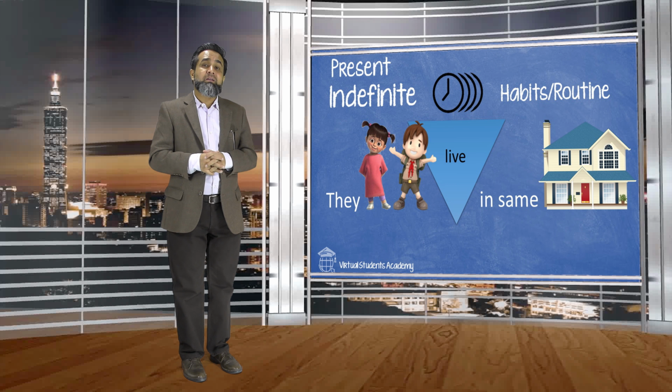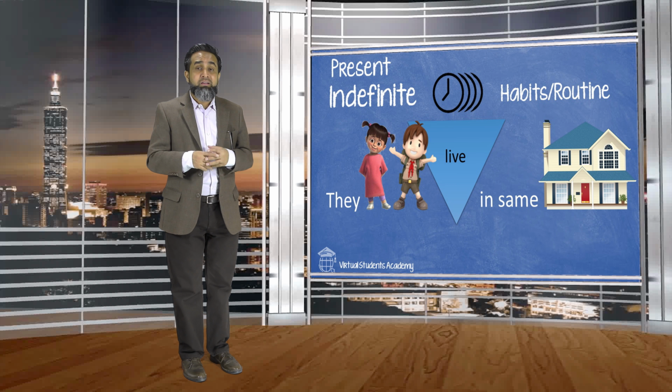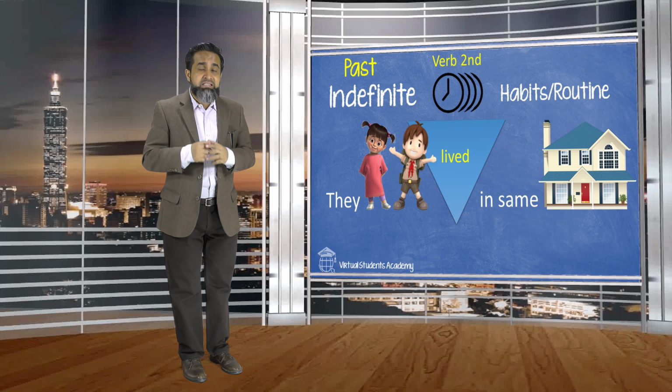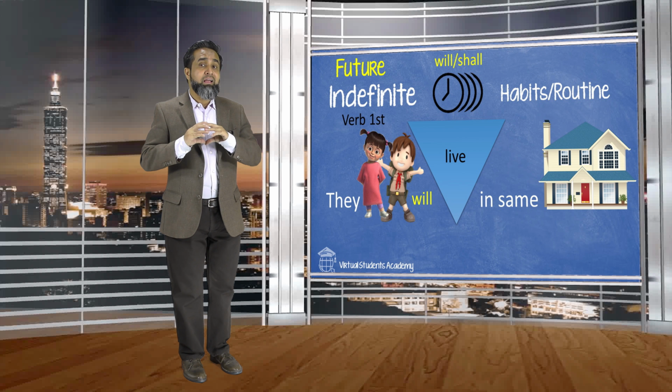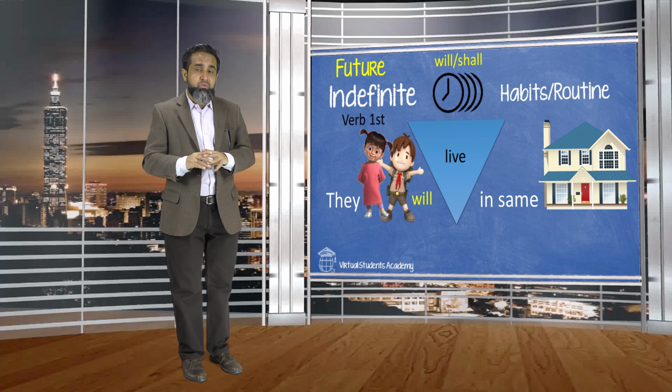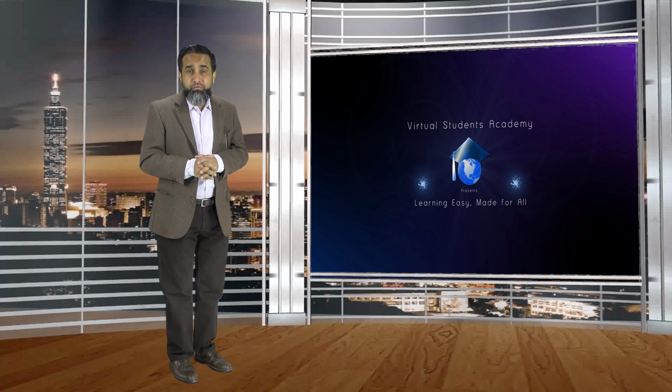Third example is they live in same house. Present indefinite. They lived in same house. Past indefinite. They will live in same house. Future indefinite.